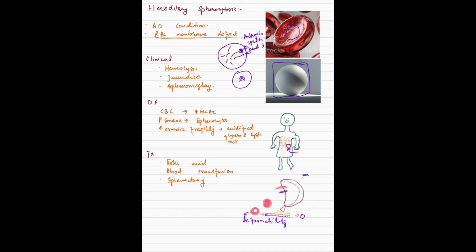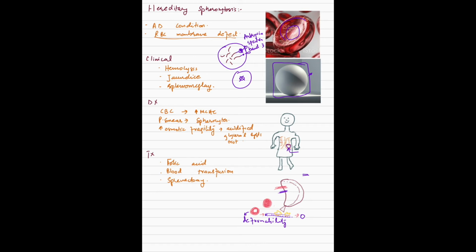But what about our sphere? The sphere cannot go through these splenic sinusoids because it is less deformable. We're losing the membrane, and it is like a sphere, so it cannot go through. Imagine this one is deformable, it will fold and squeeze through the splenic sinusoids. But this one, just look at the shape, you will know that it is not deformable. It's a sphere, so it cannot go through.